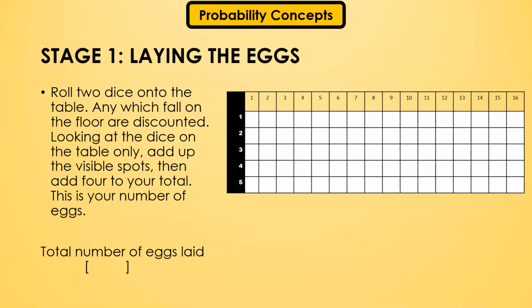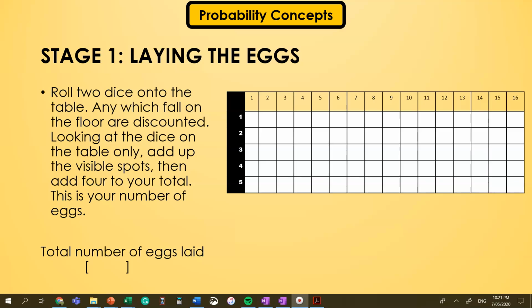So to calculate that, what we're going to do is roll 2 dice onto the table, and if you are looking at the dice on the table only, add up the visible spots, then add 4 for your total. This will be the number of eggs you produce. So in a way, what we're trying to do is randomly produce the number of eggs between 4 and 16. So I'll just get some dice and we can do that.